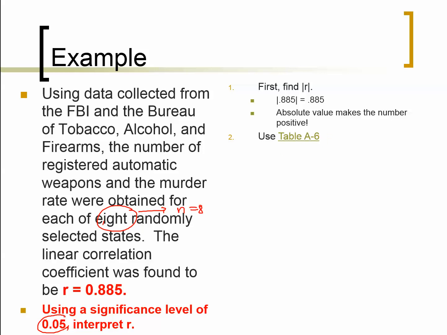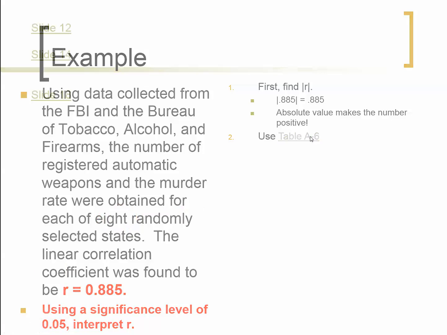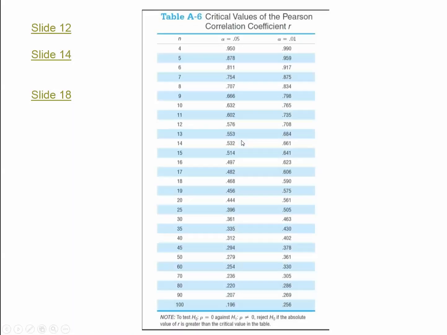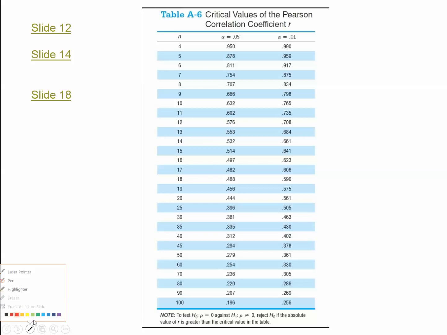And then we want to use our appropriate significance level when we look up our critical value. So let's look at Table A6. On this table, we want to go to our N, which was 8, and we have 2 possible critical values that we could use. Up above it tells you alpha, which is your significance level. So we're either doing a 0.05 or a 0.01. In this test we want to do 0.05, so our critical value is going to be 0.707.